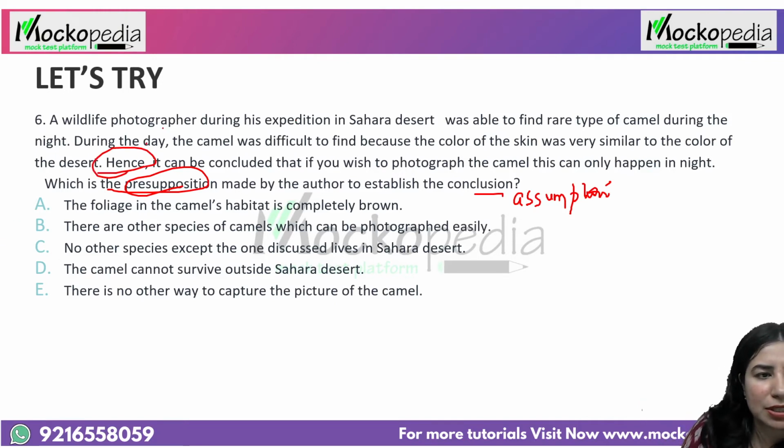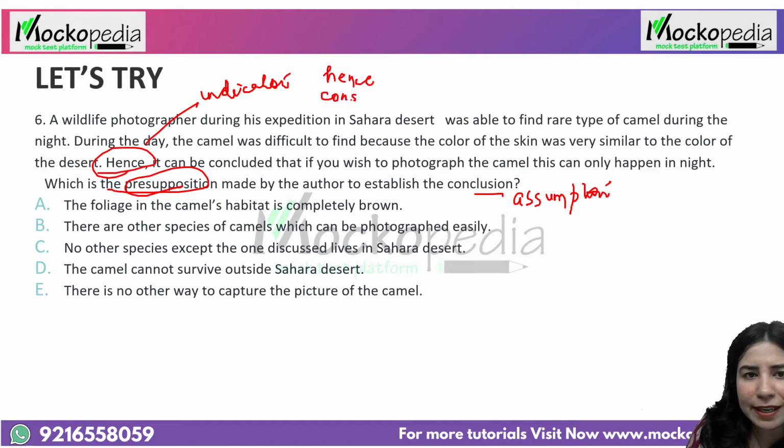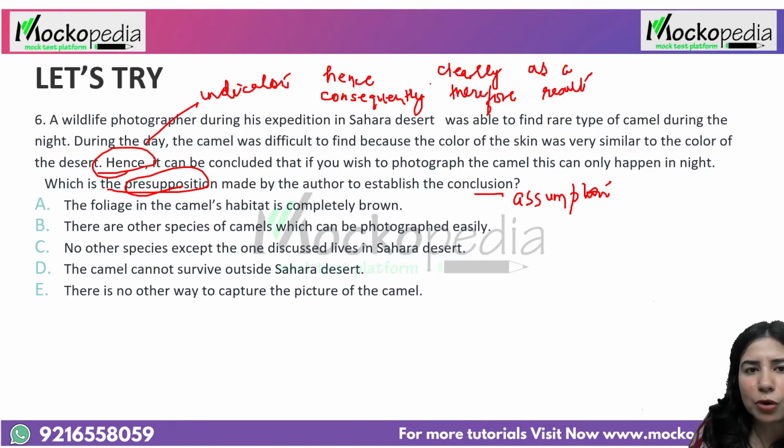पहला, hence is an indicator, right? So you can make a list of the indicators if you have not. Hence is one indicator. Consequently is another indicator. Clearly is another indicator. So these are words that you should know. Therefore is an indicator. As a result is an indicator. So always be observant. These are very frequently seen. So please note that you are observing these conclusion indicators.